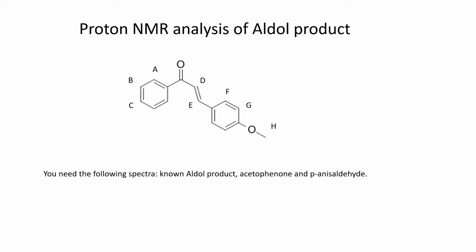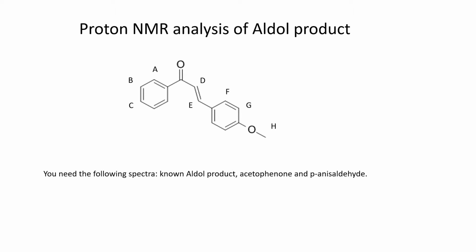Hey, so we're going to analyze the Aldol product, and what we're starting with is a known substance that I made, so I know it's pure. We're going to analyze that NMR first, and then you'll be able to compare your experimental product to it. We're also going to analyze the two starting materials, acetophenone and para-anisaldehyde, and you'll be able to compare those and see if either of those are present in your product when you do your experimental spectrum.